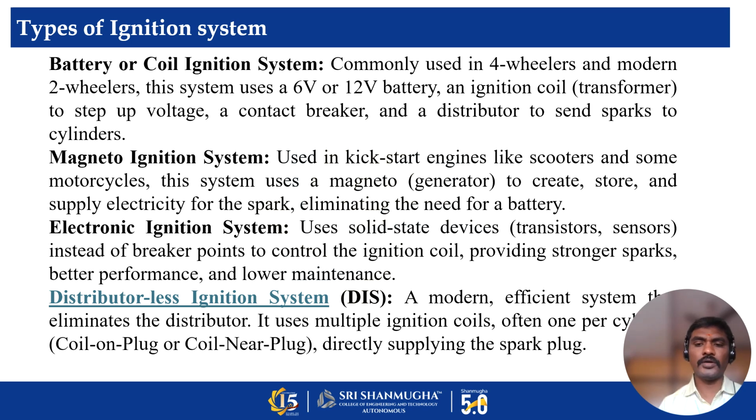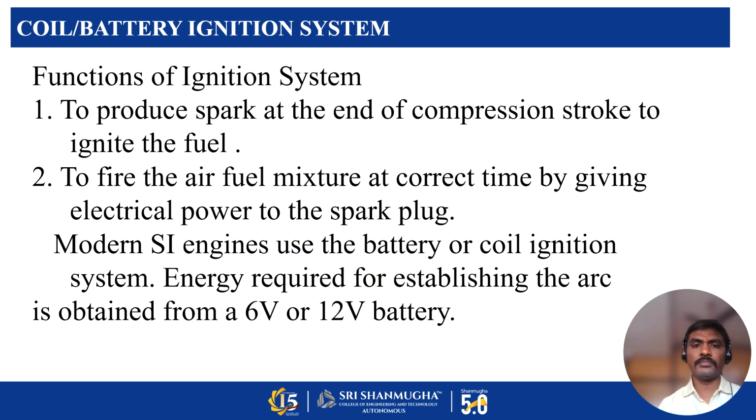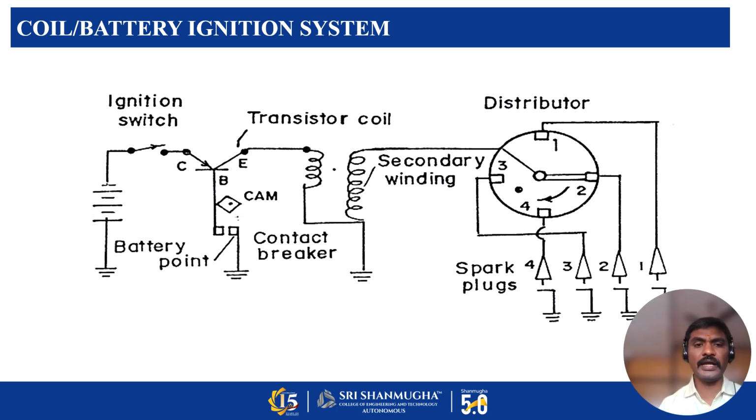In that, today we are going to cover the battery coil ignition system and magneto ignition system. So, battery coil ignition system. The function of the ignition system is to produce a spark at the end of the compression stroke to ignite the fuel, to fire the air fuel mixture at the correct time by giving electrical power to the spark plug. Modern SI engines use the battery or coil ignition system. Energy required for establishing the arc is obtained from a 6-volt or 12-volt battery.